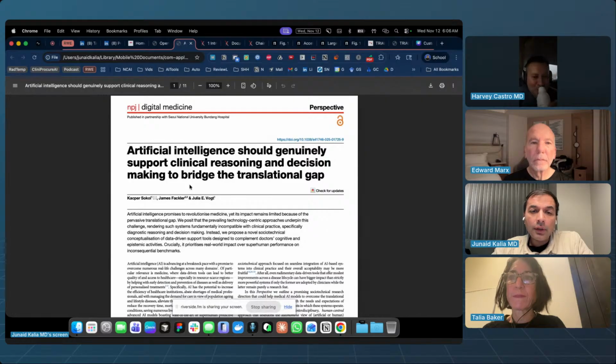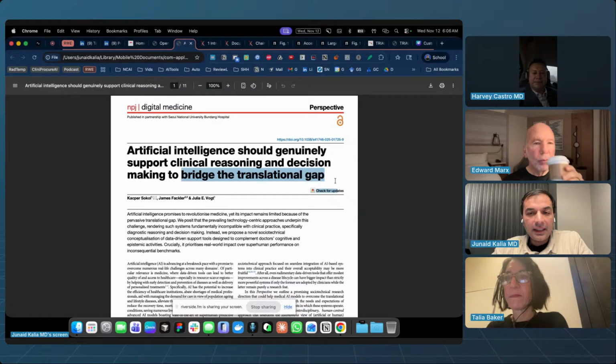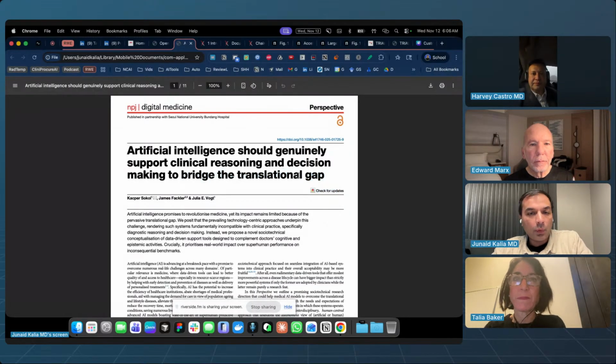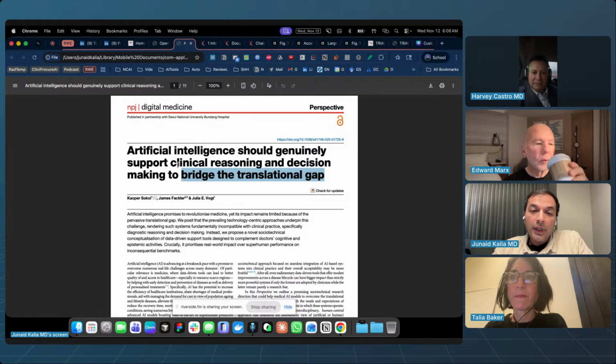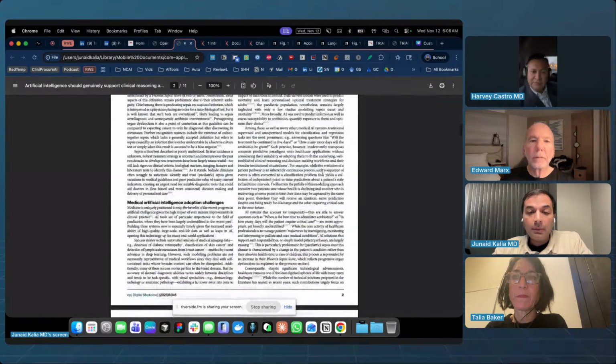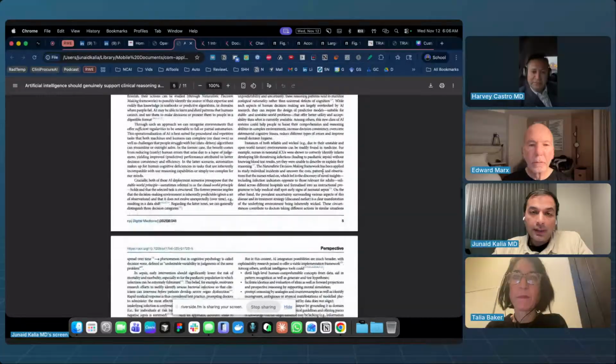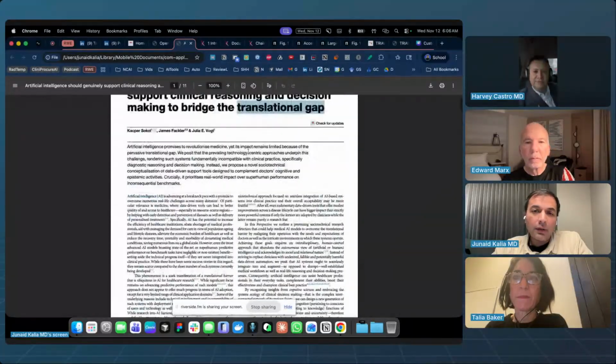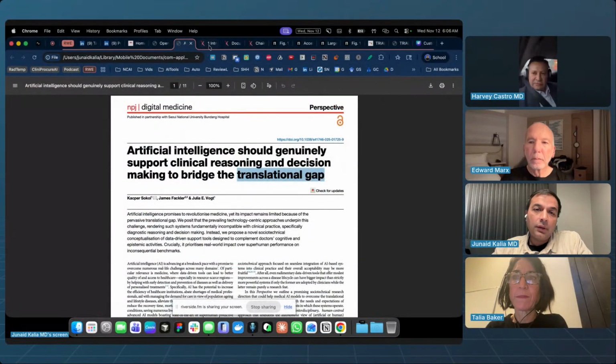The second thing I want to read is on bridging the translational gap, and this is what Talia is doing, which is what we are trying to help as well, is to make sure that we support not just clinical reasoning and decision making, but the process where the translational gap lies, and make sure that we enhance that process. It's an opinion article, but this is something that is relevant to today's chat itself.